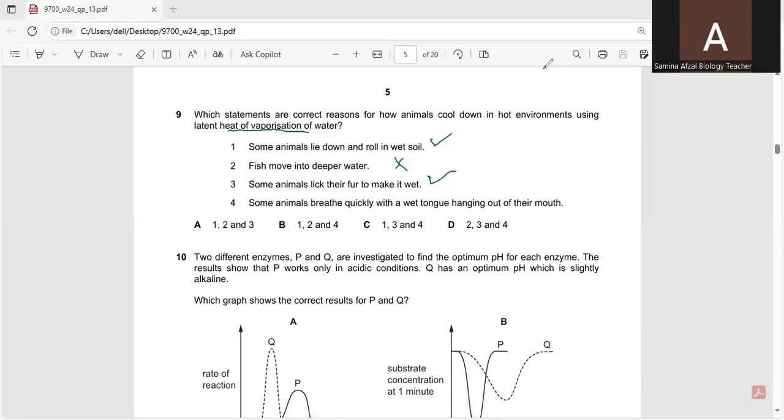Some animals breathe quickly with a wet tongue hanging out of their mouth, just like it takes place in dogs. This is also a cooling mechanism in many mammals. When an animal pants, air passes rapidly over the moist surface of the tongue and respiratory tract. So the evaporation of water from these wet surfaces will give them a cooling effect. So this is also the correct option. According to this, 1, 3, and 4 are the correct options, so C is the correct option.